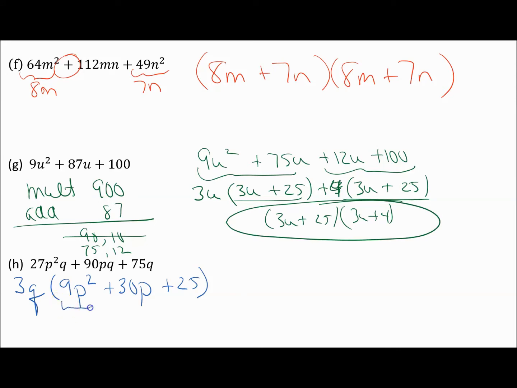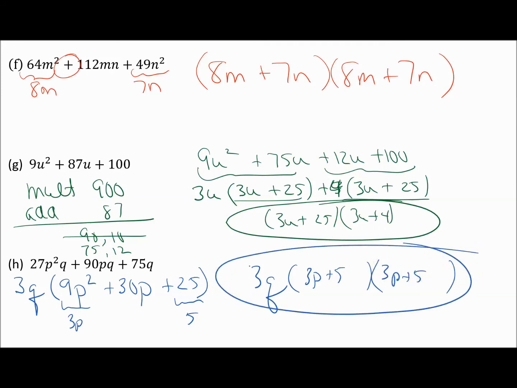Now the question is, does this fit that category? The square root of 9p squared is 3p, the square root of 25 is 5. If I multiply these together and double it, will that give me 30p? And it will, because 3p times 5 is 15p. 15p doubled, or times 2, is 30p. So that means, don't forget about your greatest common factor in the front. And then we have 2 sets of parentheses with 3p plus 5 and 3p plus 5. And that is completely factored.